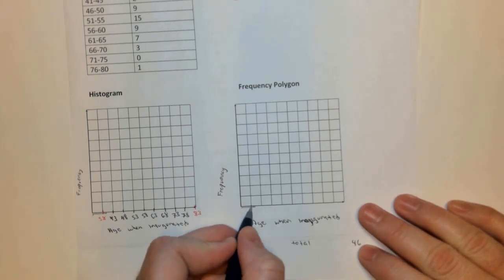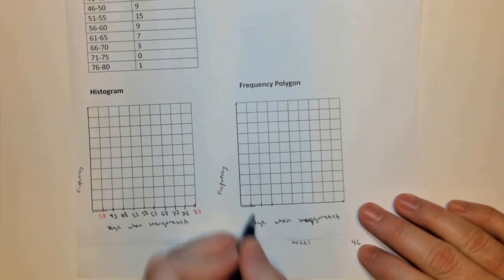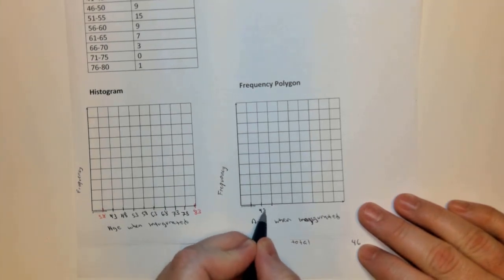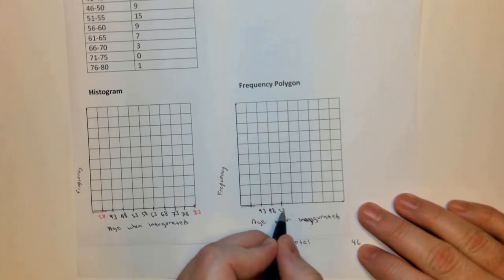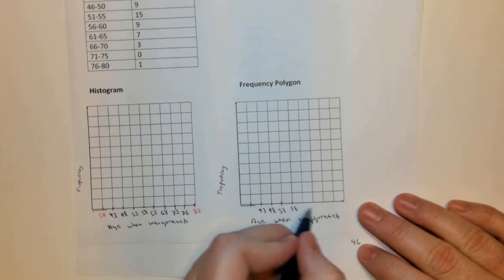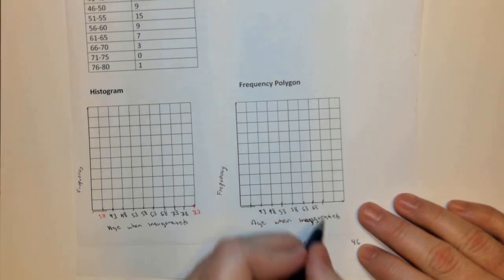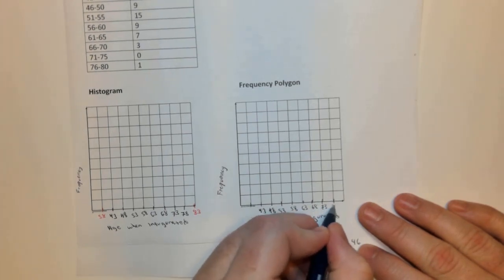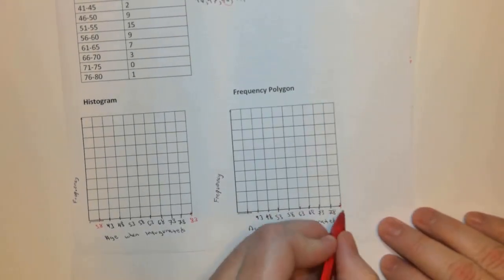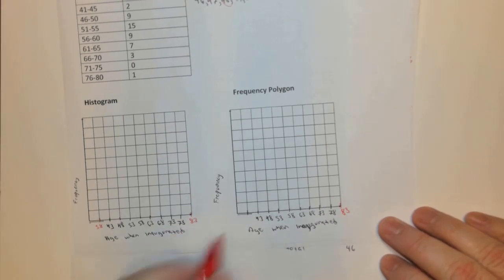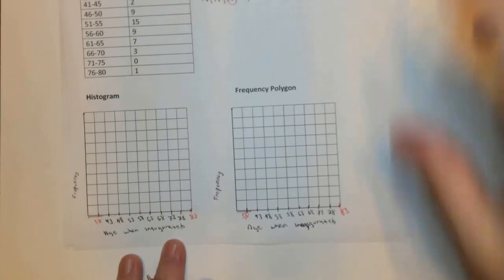So let's go ahead and just put these numbers. I'll keep them the same. So that's 38 here, 43, 48, 53, 58, 63, 68, 73, 78, and then we had our extras that I'll talk about in a little bit, 83.